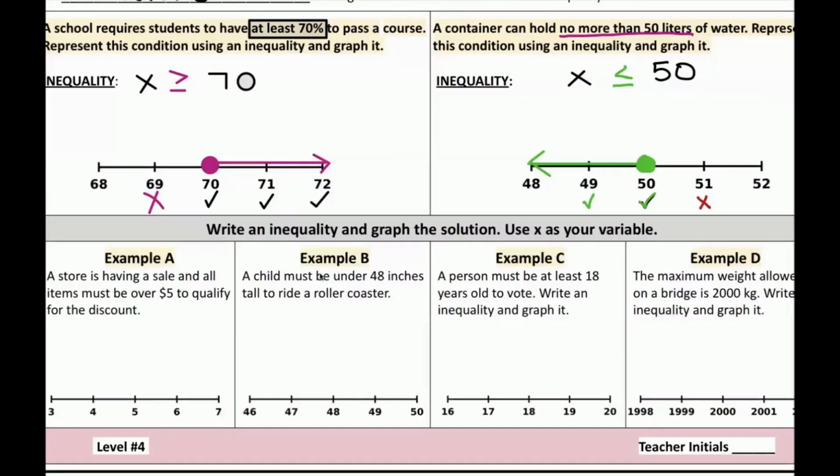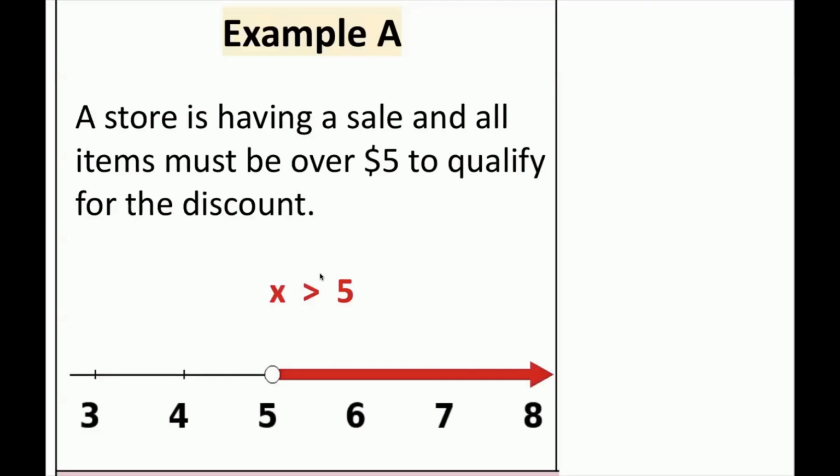Pause the video and practice examples A, B, C, and D on your own. Then come back to the video to check your work. For example A, you should have an open circle at 5 because the problem told us that the item must be over $5. So 5 is not included, so we have an open circle.